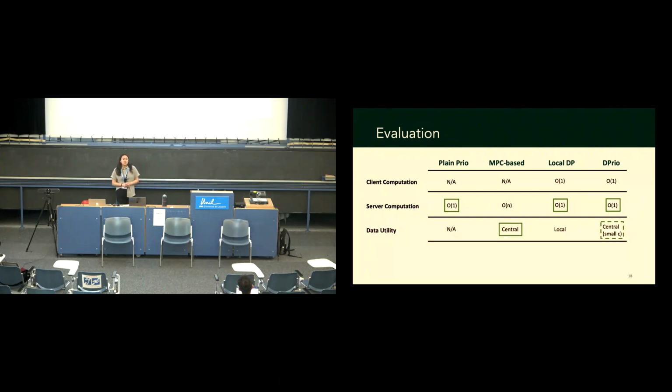The MPC-based approach has the best utility still. This is like the central model of DP because they only really have to add 1 noise value, whereas DPrio has to add a constant number of noise values, but this is still much better than the local DP case where you have to add noise on the order of the number of clients. And finally, we don't make any additional assumptions on the required number of honest servers, whereas the MPC-based approach does assume at least 2/3 of servers are honest.